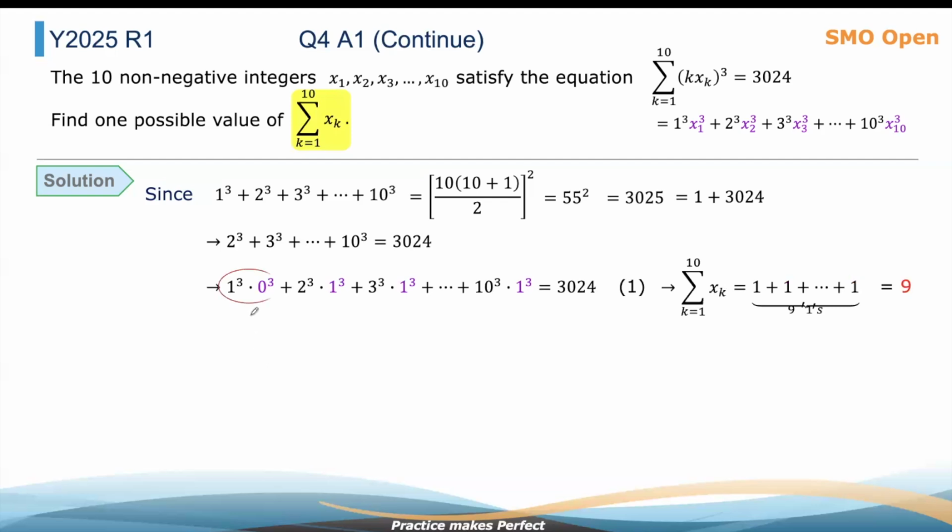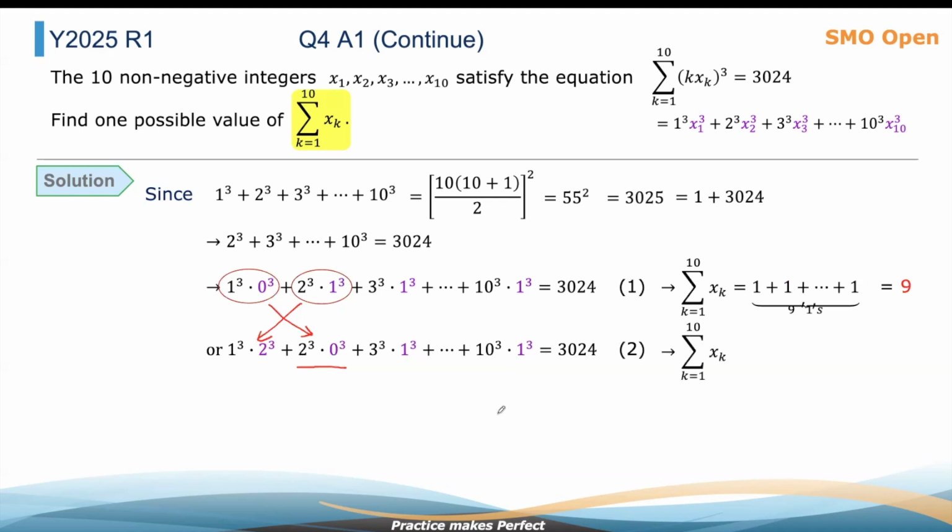If we exchange the first term and the second term, we can write it in this form. This is still 3024. So here x1 is 2, and x3 to x10 is 1. So we get the sum of x1 to x10 equal to 10.